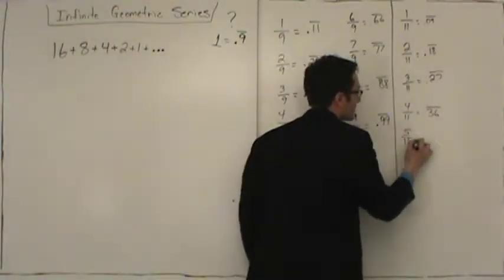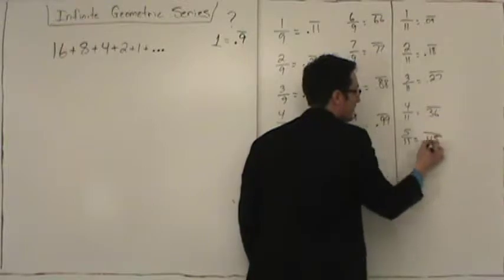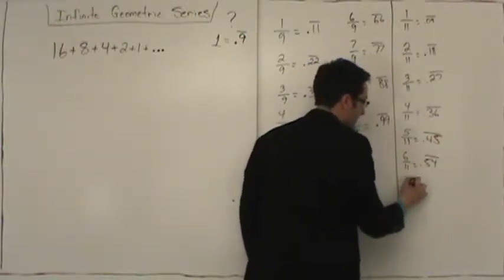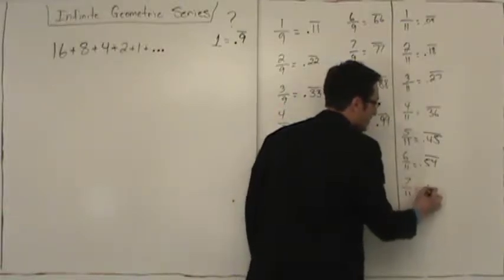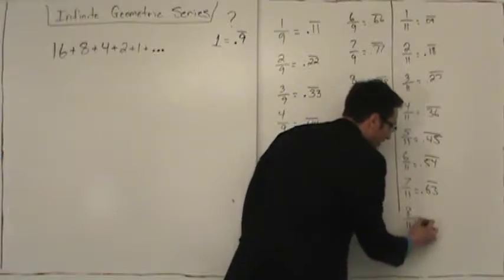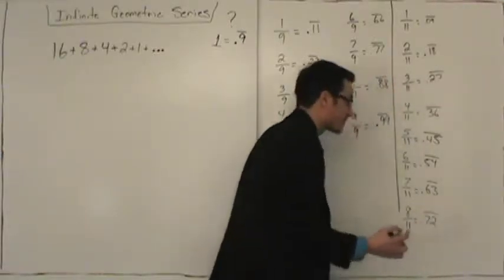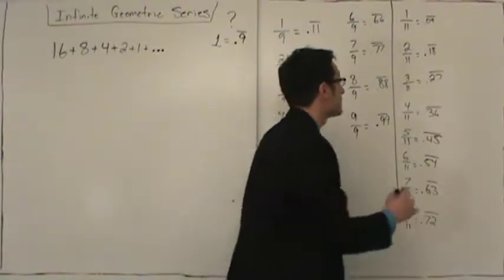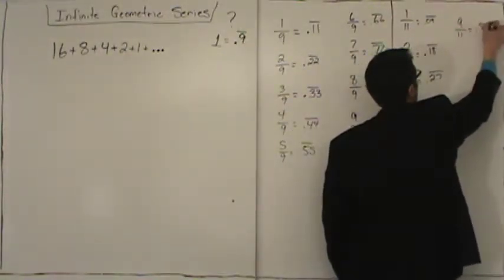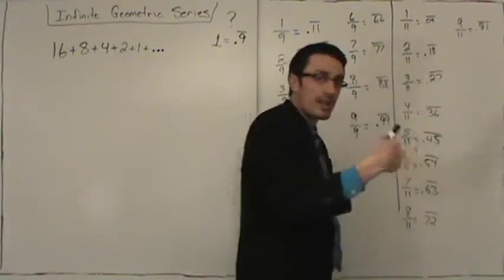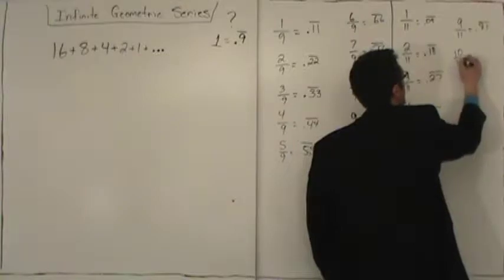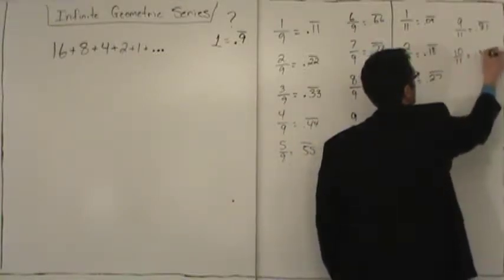5/11ths is 0.45 repeating forever. 6/11ths is 0.54 repeating forever. 7/11ths is 0.63 repeating forever. 8/11ths is 0.72 repeating forever. Think of 8 times 9 is 72. 9/11ths is 0.81 repeating forever, 0.8181818181. 10/11ths is 0.90 repeating forever.